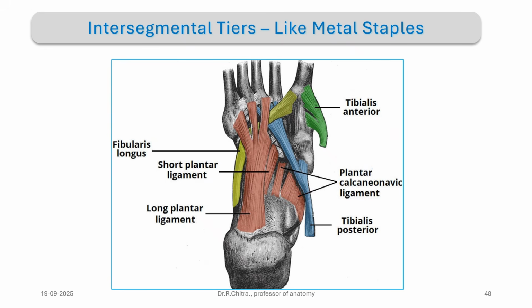So we have seen the important structure, that is the tie beam. Now intersegmental ties. So tie beams tied the ends. Small bones are tied together, that is intersegmental ties. They are like staples. On the medial side, we have seen that important ligament is plantar calcaneonavicular ligament. On the lateral side, long plantar and short plantar ligaments. These ligaments are itself supported by these tendons in the fourth layer. Tibialis posterior supports the spring ligament on the medial side and peroneus longus on the lateral side.